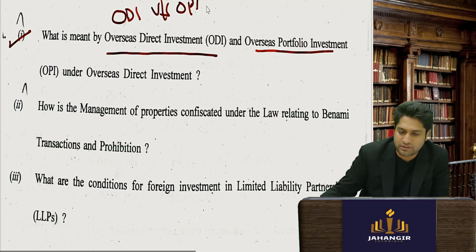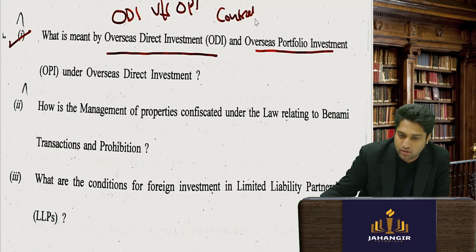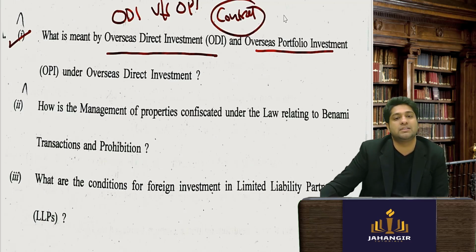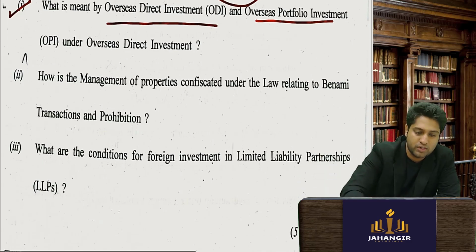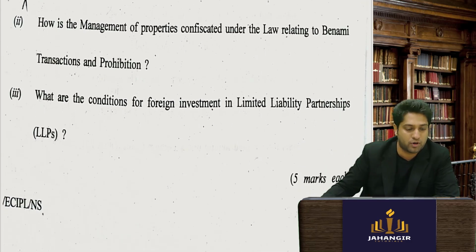So it happens with respect to control. If you have a lot of control, it is deemed that you are ODI. If you have less control, it is OPI. So you can check the ODI regulations. I told you it was very important.